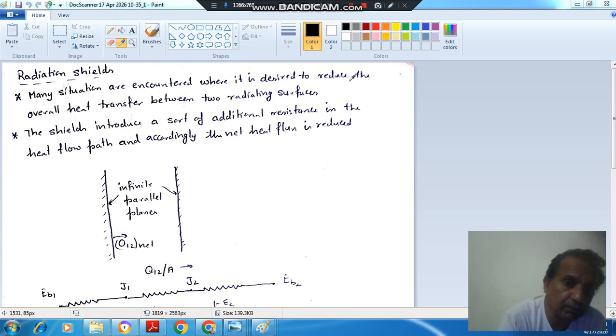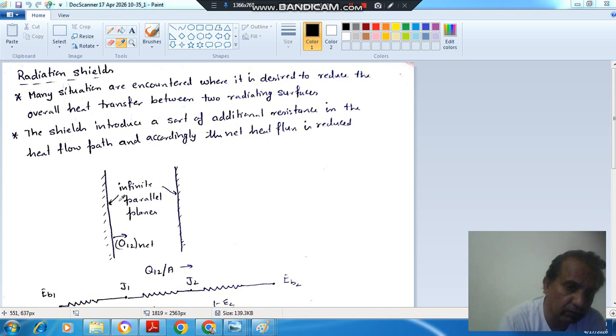Next topic in the chapter of radiation is radiation shield. These shields are used when it is required to reduce the heat transfer between two radiating surfaces. Suppose we have these infinite parallel plates. Heat transfer between them is Q12 net. If we introduce a shield in between them, then heat transfer can be reduced.